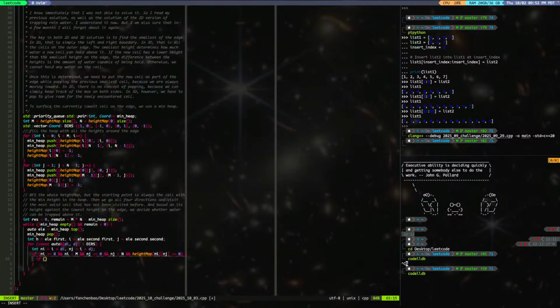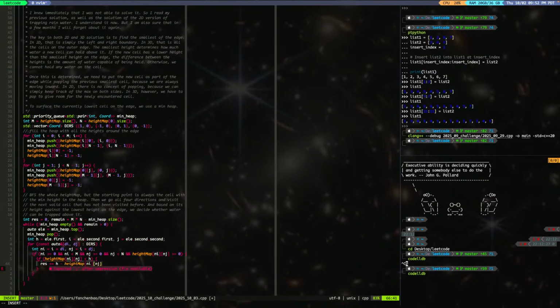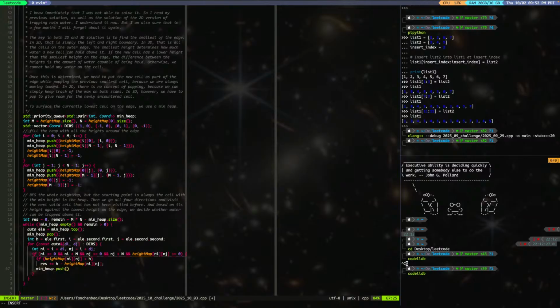If height map ni nj is smaller than h, then res plus equal to h minus height map ni nj. If it's larger, then we don't do it, but we'll always push it in min heap dot push.